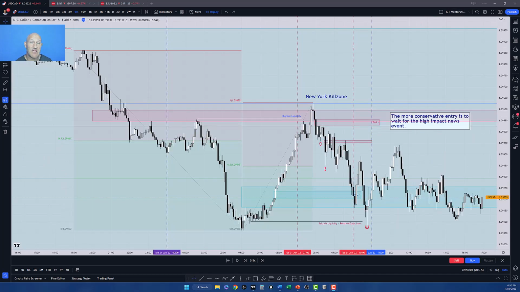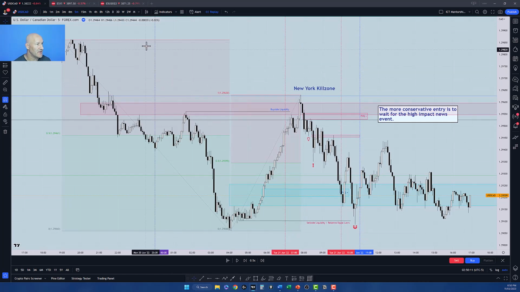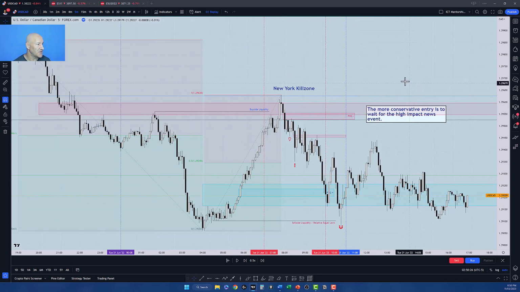So we've zoomed in now to our 5-minute chart on the US dollar CAD, and I'll just quickly run through what we're looking at on the chart because there's quite a bit going on. So this is midnight New York time. We have our New York kill zone here from 7 o'clock till 10 o'clock, and our London close from 10 until 11. So this is obviously the 21st of January. So that's that new session that we're looking at.